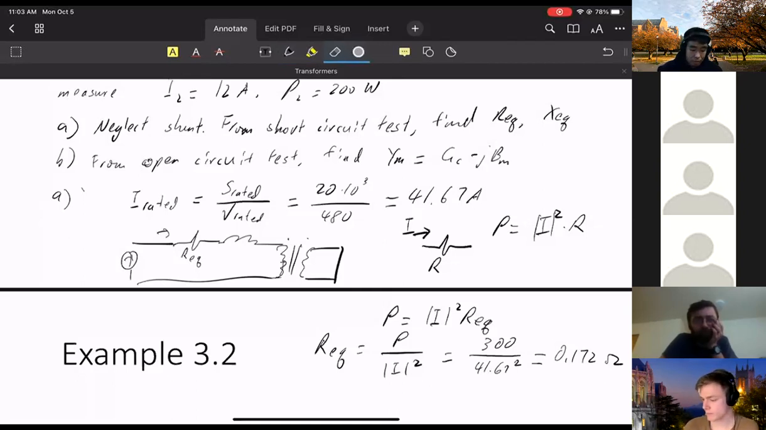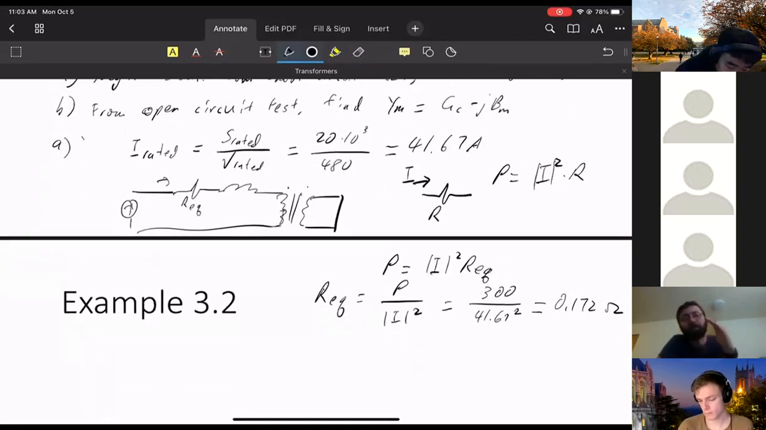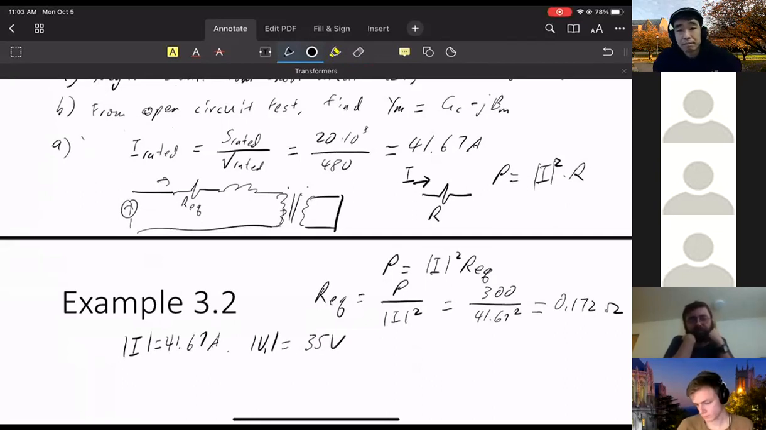Okay, so what we have is the following. I know the current magnitude is 41.67 amps. I know my voltage magnitude is 35 volts. I did not measure phase. I can measure power consumption, of course, but is there a way to find out the X equivalent? Do I have enough information?